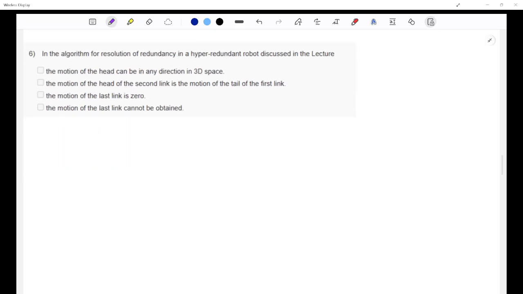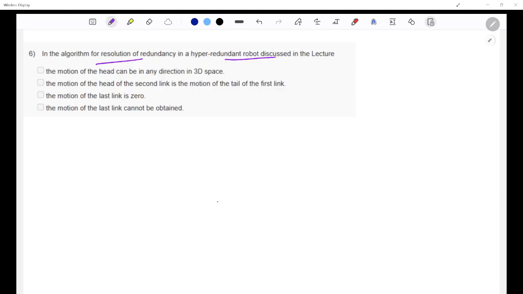So in the algorithm for resolution of redundancy of a hyper redundant robot discussed in the lecture, the options are: the motion of the head can be in any direction in 3D space; the motion of the head of the second link is the motion of the tail of the first link; the motion of the last link is 0; and the motion of the last link cannot be obtained. Okay, these are the questions.